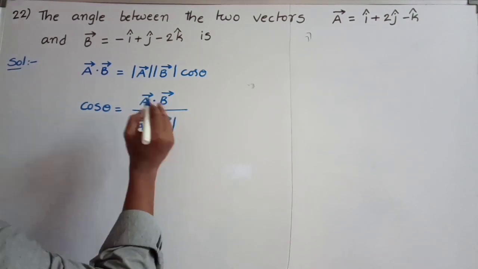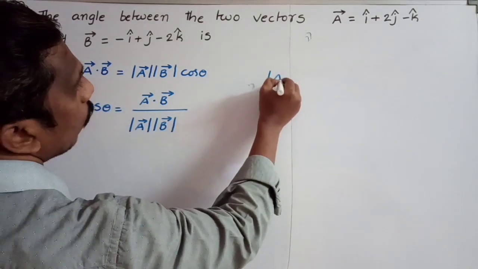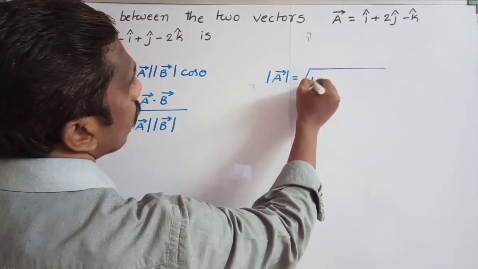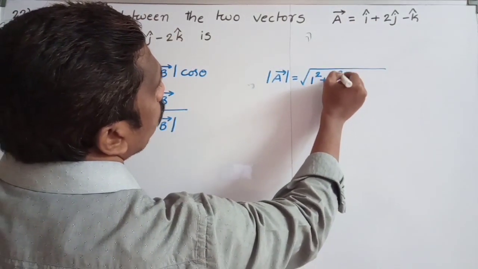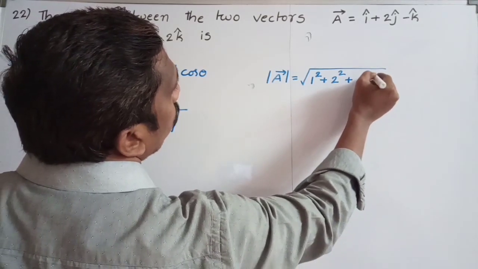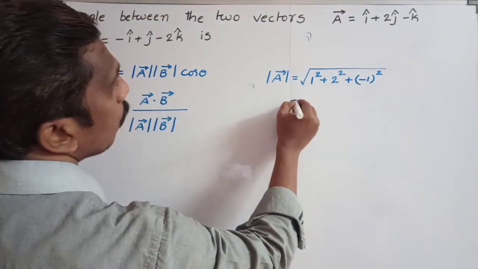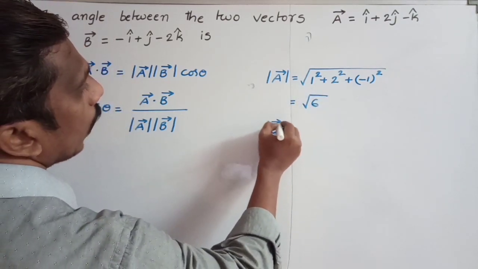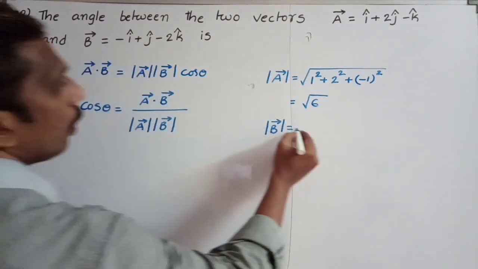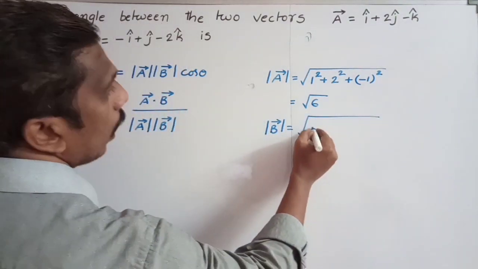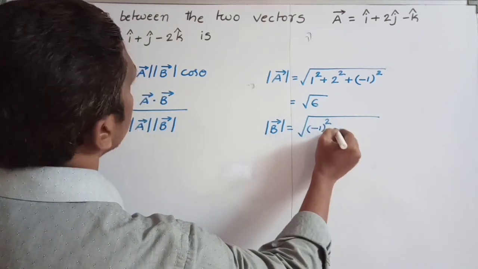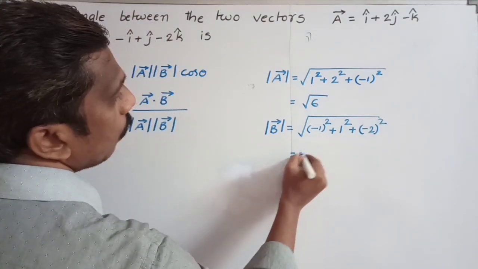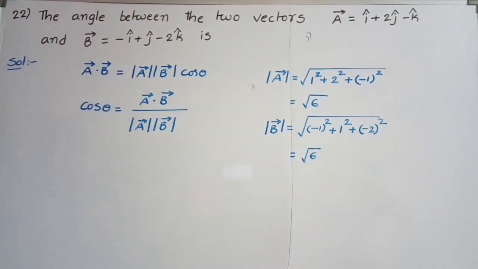First we have to calculate the magnitude of a bar. So magnitude of a bar is equal to under root of 1 square plus 2 square plus minus 1 whole square. If you simplify, we will get root over 6. In the same way, we calculate the magnitude of b bar. Magnitude of b bar is equal to under root of minus 1 whole square plus 1 square plus minus 2 whole square. If you simplify, again we will get root 6.